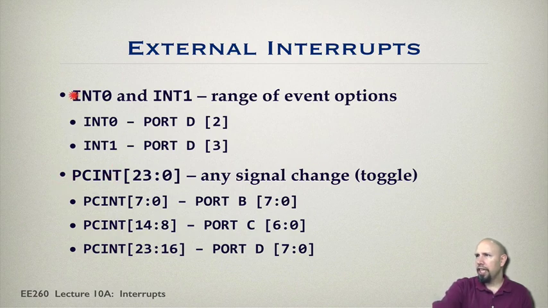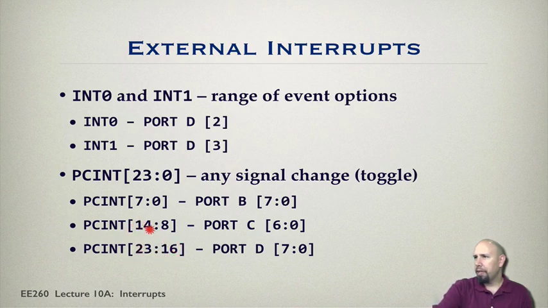So notice int0 and int1, those are predefined. Then we have PC int 0 to 23. It's not quite 0 to 23. There's one missing, and I don't know why they have it missing, but it's number 15. PC int 15 is missing. So if you look down here, PC int 0 to 7, PC int 8 to 14, PC int 16 to 23. Notice that 15 is missing.